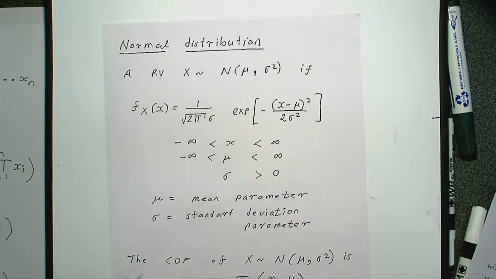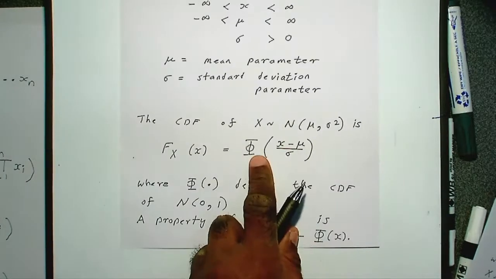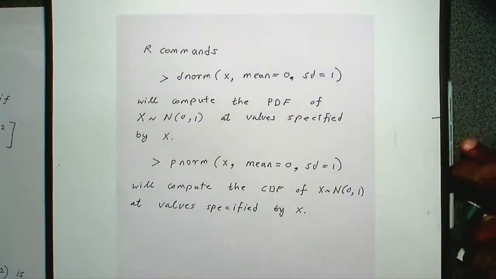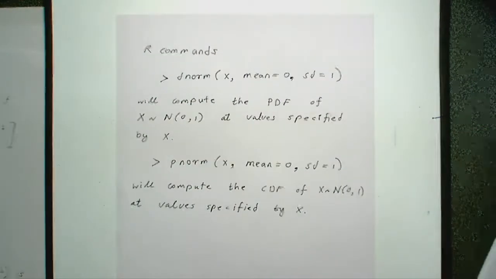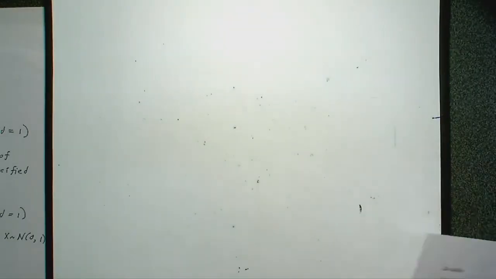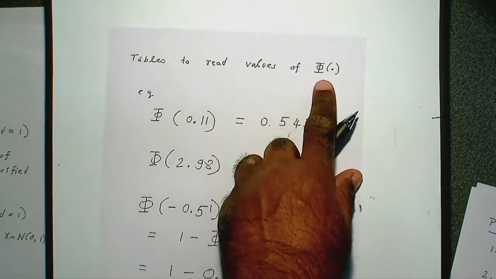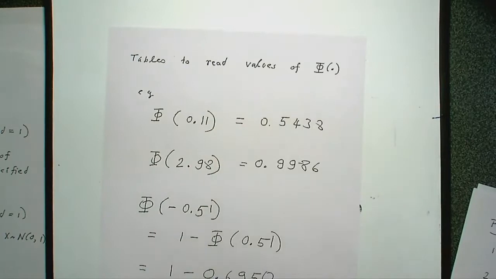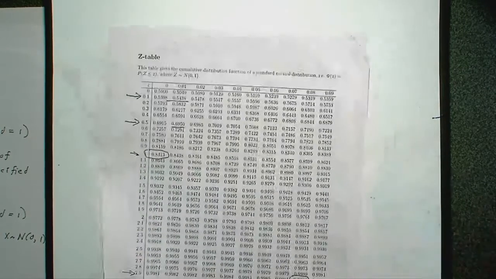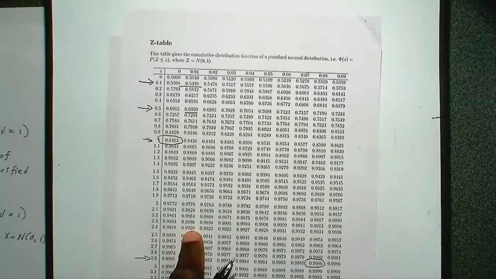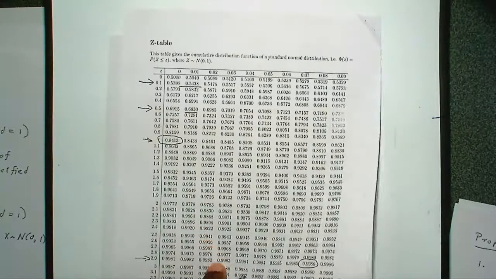I talked about this on Tuesday, and then I talked about the normal distribution, which this is the PDF, the probability density function. This is the CDF of the normal distribution. And these are R commands for the normal distribution. Now there are tables for reading phi. Phi is the CDF of the standard normal, or N(0, 1). The table looks something like this. I gave you a copy of this table on the first day of classes.